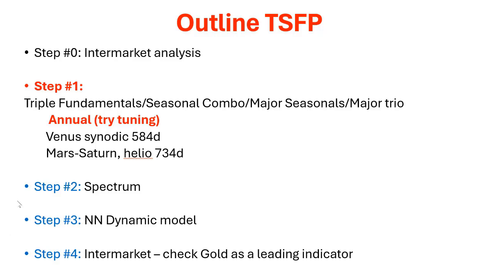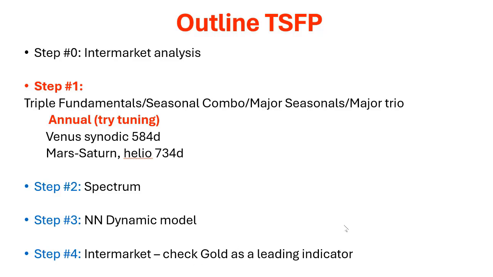Next cycle, this is Venus synodic 584-day cycle, and about 2 years Mars Saturn heliocentric cycle. And you see why these cycles are important, because it was found that these cycles work for many financial instruments. So I call these cycles fundamentals because they are confirmed by many instruments from many dates. And the next, step number 2, I recommend to check spectrum model, to check maybe present some other cycles.